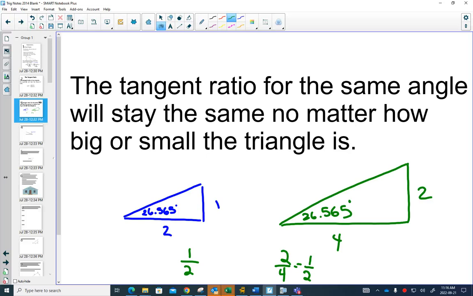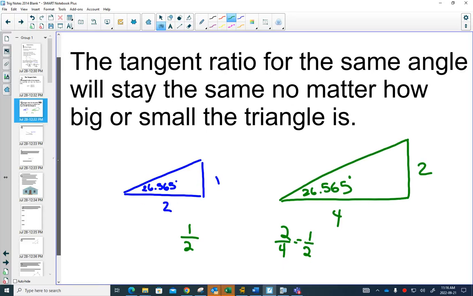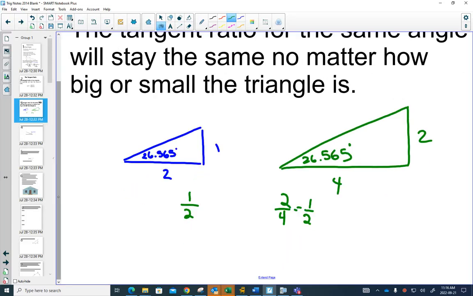But we don't know how to figure that out yet. That's our goal in this unit. Our goal in this unit is to be able to figure out the angles if we know the ratio, or the sides if we know the angle. Okay? So I could get you to actually solve this question right now.